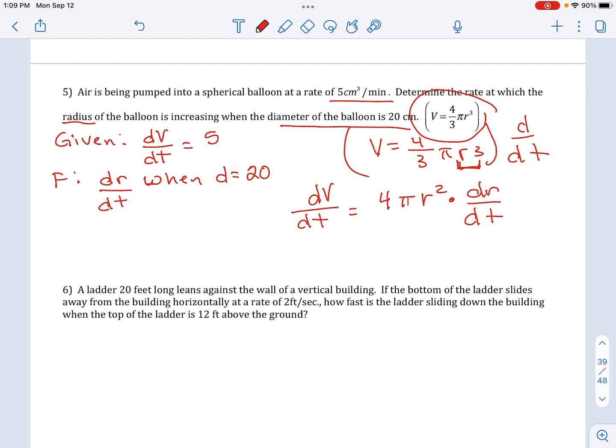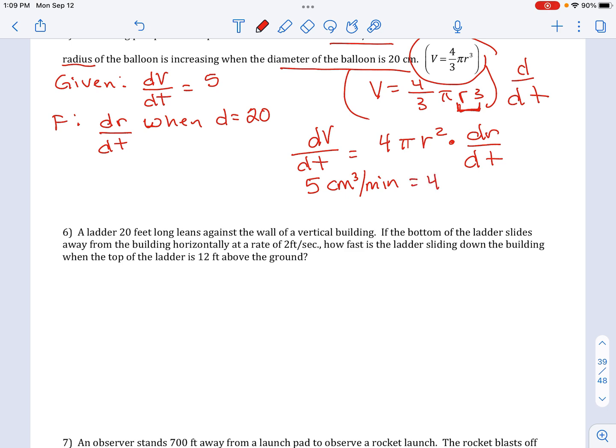Now let's plug in my values. This is 5. If you want to put the units in, if that helps you figure out what the final units are, that would be fine. Equals 4 pi. It doesn't give me the radius, but it does give me the diameter. So if the diameter is 20, I know the radius has to be 10. So this is going to be 10 squared. So really your units here would be centimeters squared, and I need dr/dt.